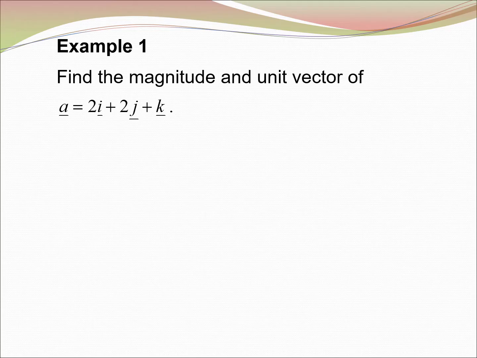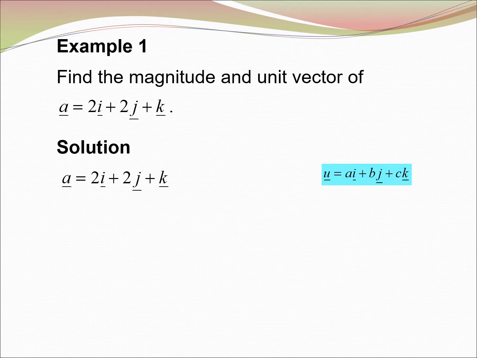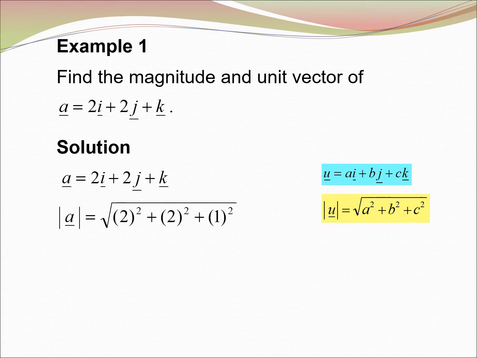Example 1. Find the magnitude and unit vector of vector a equals 2i plus 2j plus k. Given the vector a equals 2i plus 2j plus k, if we compare with the general form of the vector u equals ai plus bj plus ck, then the magnitude of u is the square root of a squared plus b squared plus c squared. So for this case, a is equal to 2, b is equal to 2, and c is equal to 1. So the magnitude of a is the square root of 2 squared plus 2 squared plus 1 squared, so it's equal to 3.